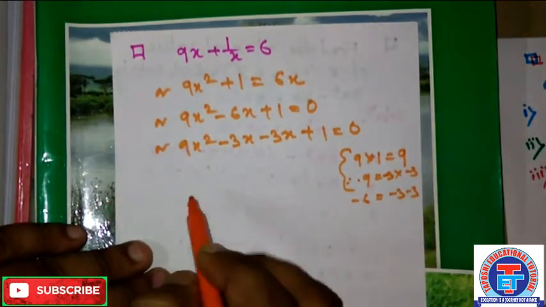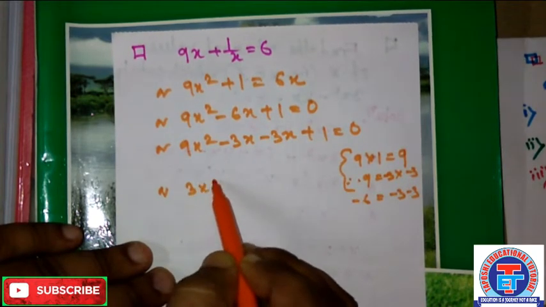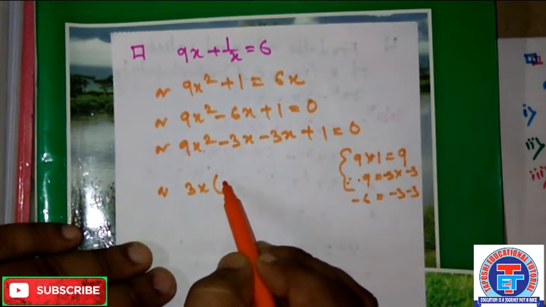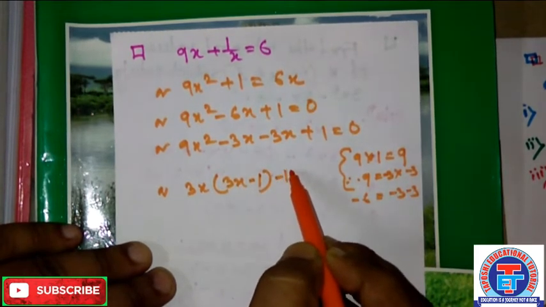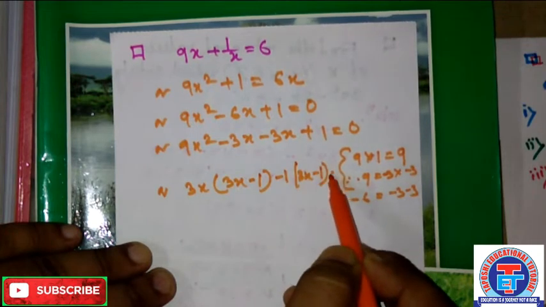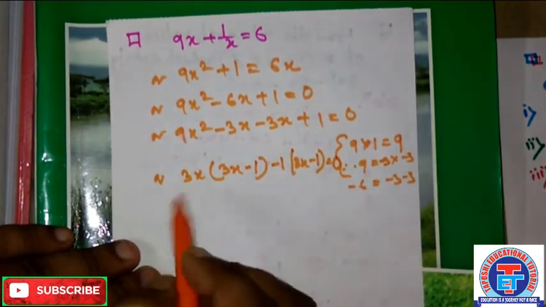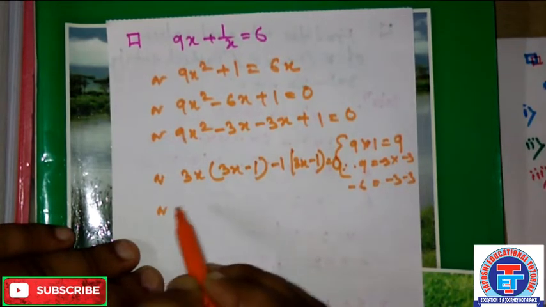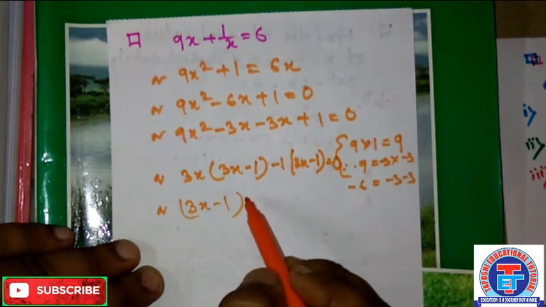Okay, so now we can write here, 3x is a common, 3x minus 1, into 3x minus 1 is equal to 0 here, or we can write 3x minus 1 is a common, right?